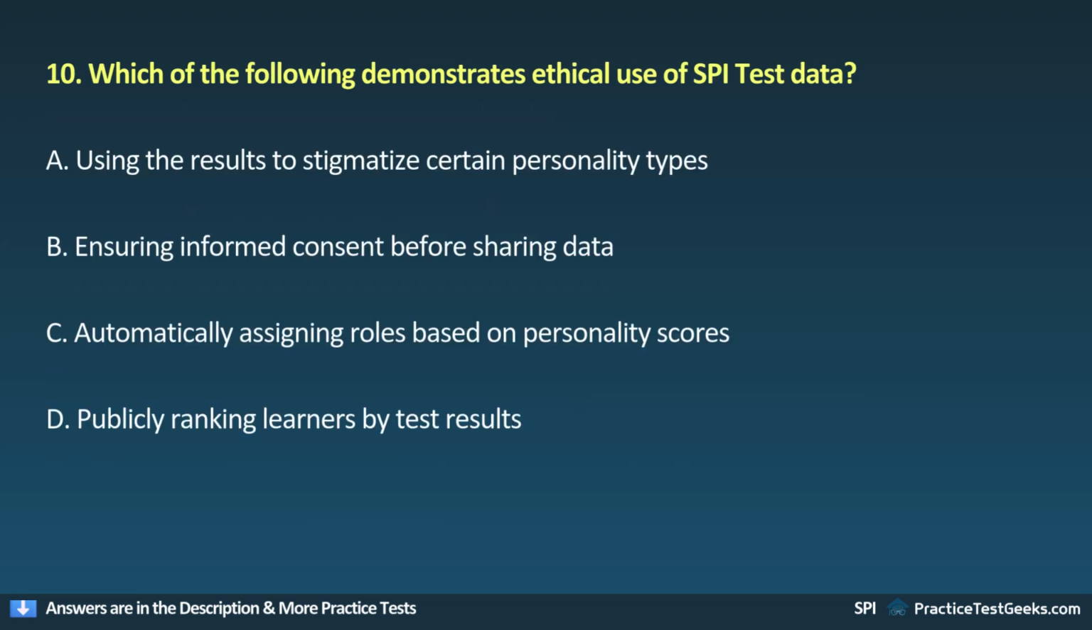10. Which of the following demonstrates ethical use of SPI test data? A. Using the results to stigmatize certain personality types. B. Ensuring informed consent before sharing data. C. Automatically assigning roles based on personality scores. D. Publicly ranking learners by test results.